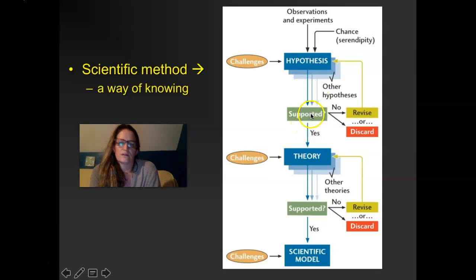Is it supported? No, we'll revise it or toss it out, just start over. If it keeps getting supported over time, then it becomes a theory. Again, a theory needs those challenges, though. We don't just sit on our laurels and say, woohoo, we figured it all out. We continue to investigate and investigate. Are there other simpler theories that could explain what we've discovered? So continuing to revise and go back through our theories. Is it supported? Can we discard it? If it continues to be supported over time, then we really consider it a scientific model and eventually a law. We can still challenge it, though.